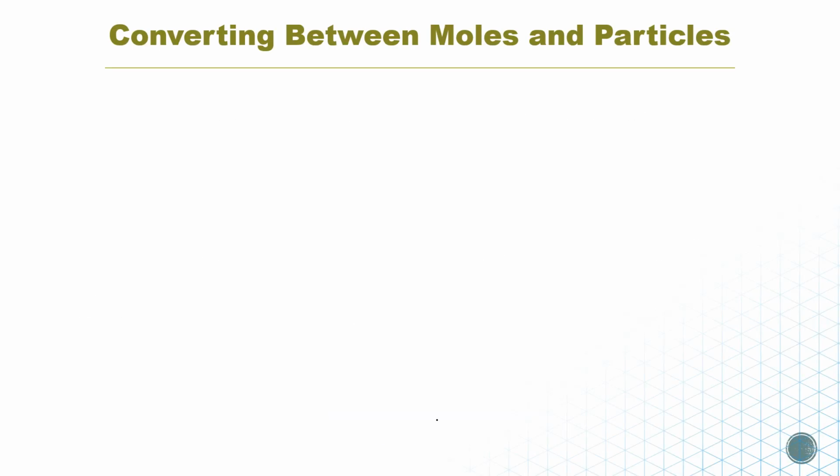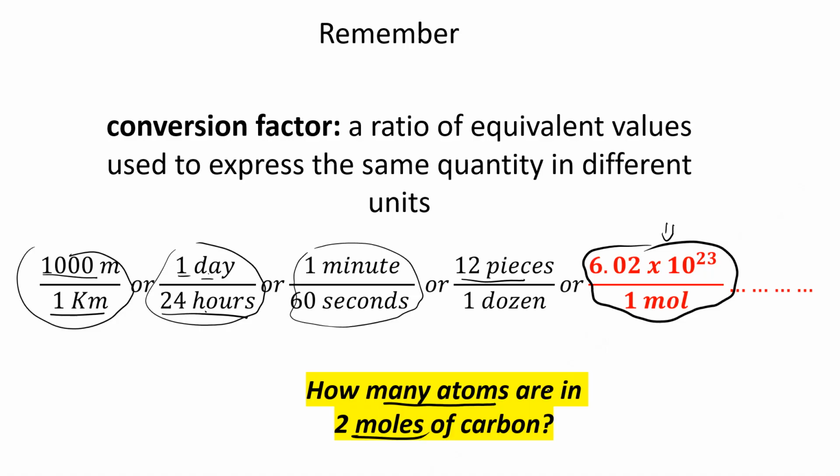Okay? If we ask, how many atoms are in 2 moles of carbon? Now for me, I like to do it using math. First of all, what do you know? You should know that 1 mole equals 6.02 times 10 to the power 23 atoms.